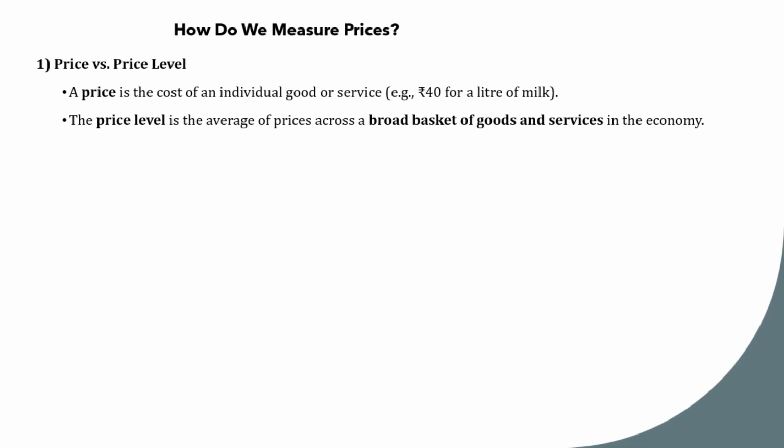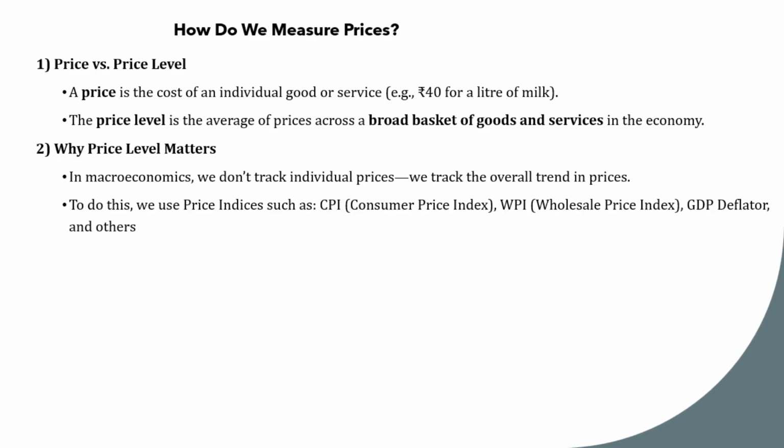So, beginning with what inflation is all about. How do we measure prices? We need to make a distinction between price and price level. A price is the cost of an individual good or service. For example, when we refer to rupees 40 for a liter of milk, that is an individual price. The price level is the average of prices across a broad basket of goods and services in the economy.